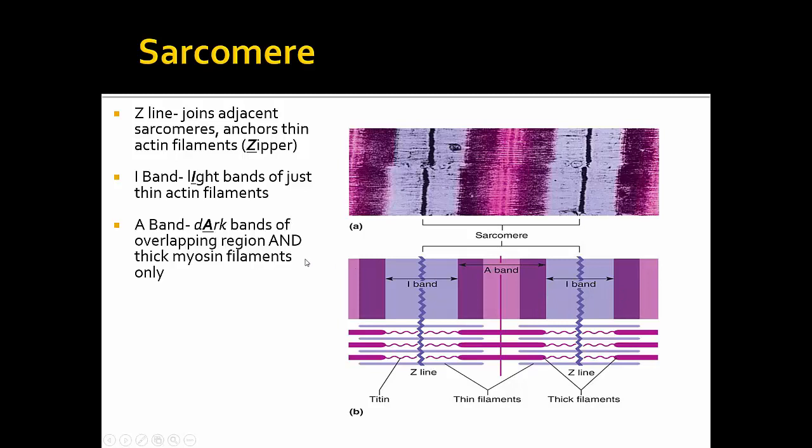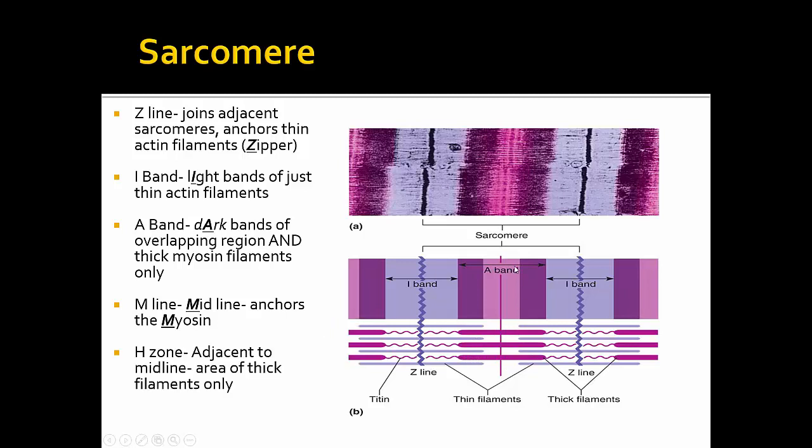The A band is the dark band. So this is the region of overlapping filaments and myosin filaments only. So here's the overlap, right? Because you can see there's actin and myosin here in these very dark parts, and there's myosin only in the middle, and that whole thing is called the A band. M is the midline, and that anchors the myosin. So the middle of the sarcomere also anchors the thick myosin filaments.